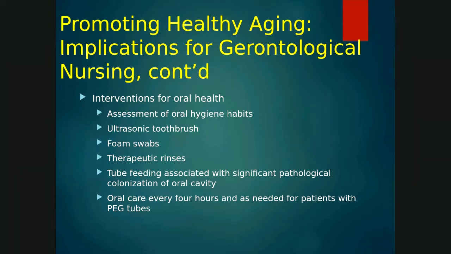Tube feedings are often associated with significant pathological colonization of the oral cavity, and that's because patients who are on tube feeds sometimes have their oral cavity neglected and not assessed quite as much when caregivers are not actually assisting in that oral nutrition. So making sure for your patients on feeding that you assess regularly their oral cavity. And oral care should really be assessed and provided every 4 hours as needed for patients with PEG tubes.